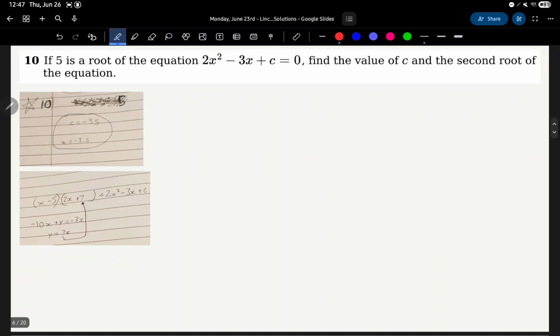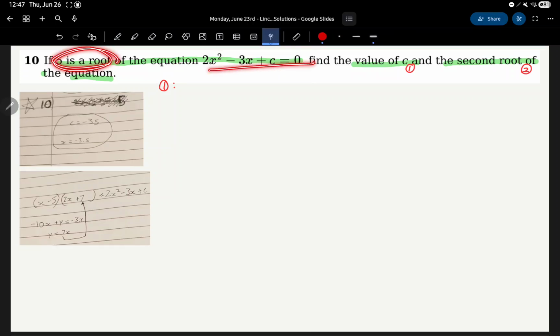And so let's move on to number 10. It says if 5 is a root of this equation, find the value of c and the second root of the equation. So there's two tasks that we're required to do here. First of all, get the value of c. And number 2, what's the second root of the equation? So let's solve the first part first. But in order to solve this, we need to understand what it has to do with 5 being a root. We need to understand that first. So let's talk about roots.